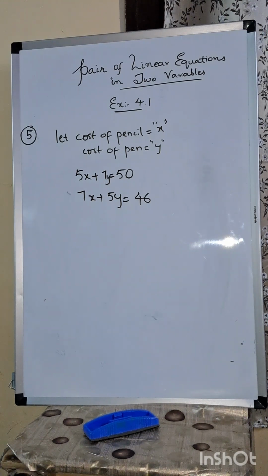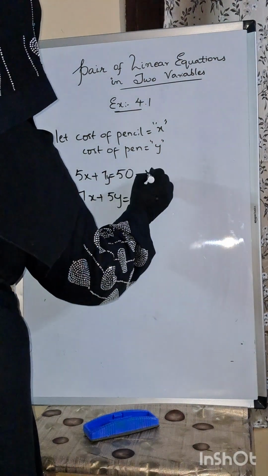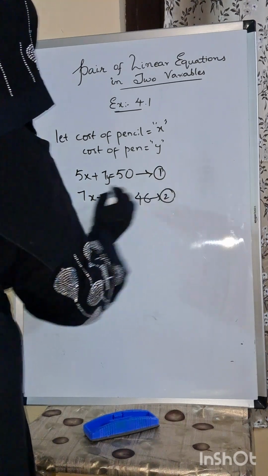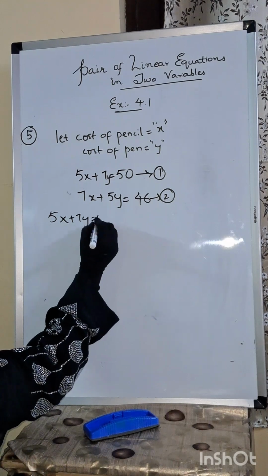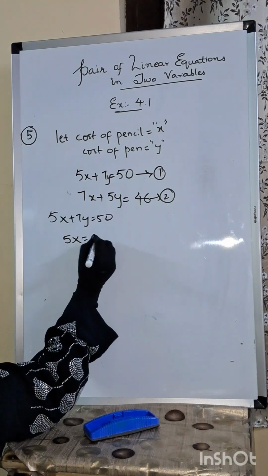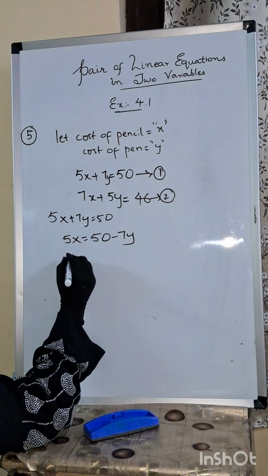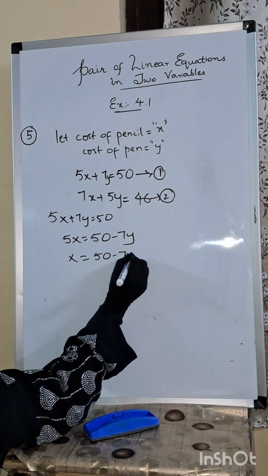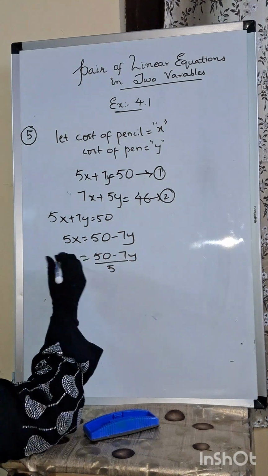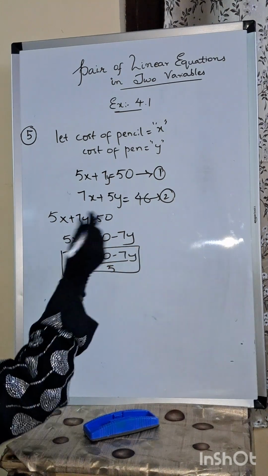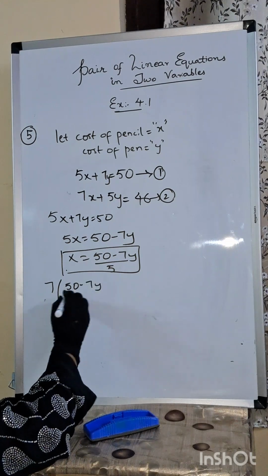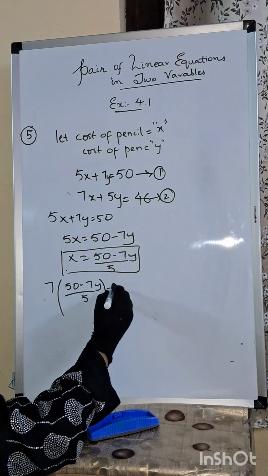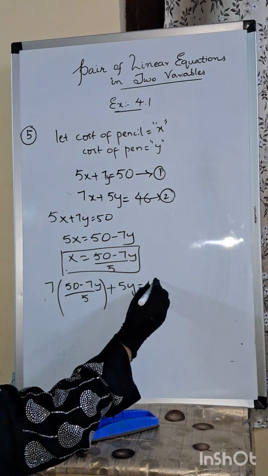So what we'll do first, we will take a value of either x or y from any one equation. So I'm taking equation number 1. This is 2. So from 1, 5x plus 7y is equal to 50. So 5x is equal to 50 minus 7y. I am sending y that side. And x is equal to 50 minus 7y by 5. This 5 I am sending that side. So this x value I am going to substitute in equation number 2. So 7 into 50 minus 7y divided by 5 plus 5y is equal to 46.